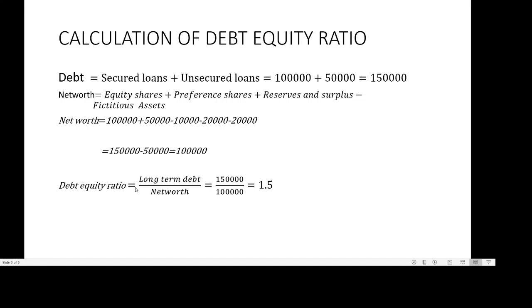So debt equity ratio is equal to long term debt divided by net worth. Long term debt is 1 lakh 50,000 divided by 1 lakh, which is equal to 1.5. It can be expressed in ratio, that is 3:2 ratio, that is for 3 rupees, the firm has 3 rupees debt for 2 rupees of equity. When I say 1.5, it means 1.5 is to 1, which means that for every rupee of equity, the firm has 1.5 rupees debt in the capital structure.